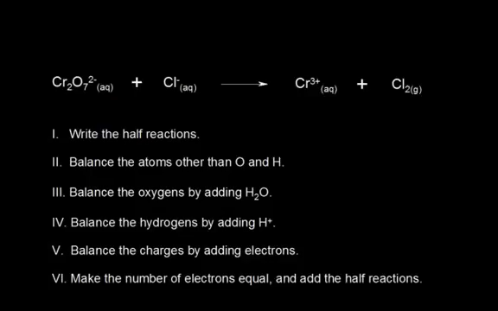Our goal is to balance this redox reaction in acid. And before we get into the steps, let's talk about the fact that this is a redox reaction by assigning some oxidation states. And so we start over here with the dichromate anion, and we know that oxygen has an oxidation state of -2. We have 7 oxygens, so -2 times 7 gives me -14 as our total here.